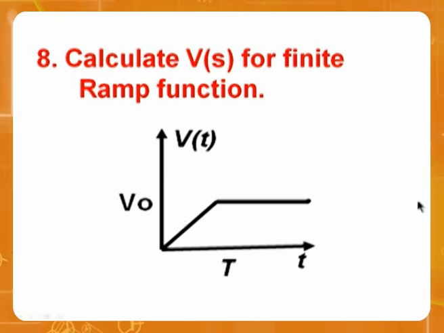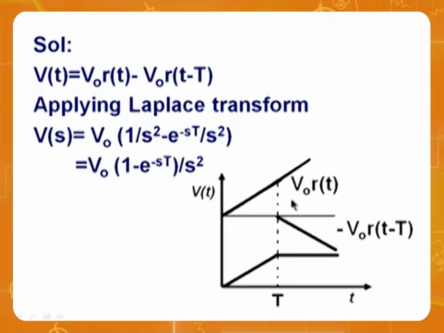So what do you guess? How do you guess to achieve this? The answer is here. If I want to achieve this portion, I need to cut this. If I have to cut this, equal slope I have to take. So this is V naught r of t minus V naught r of t minus t. Then if you apply the Laplace, r of t means 1 by s square. Then r of t minus t means 1 by s square e power minus st. So if you take common V naught by s square into 1 minus e power minus st. That means this positive slope and negative slope, those two cancel, you will get 0 slope.